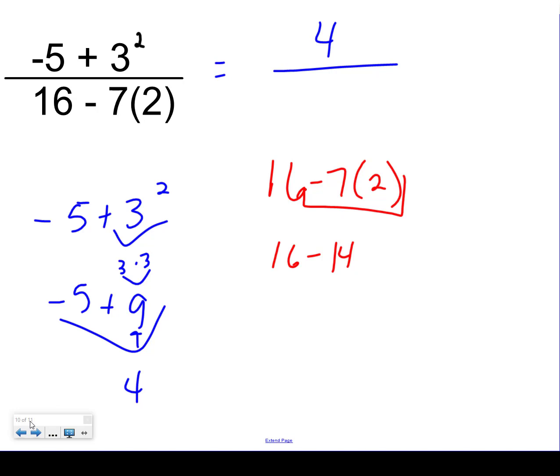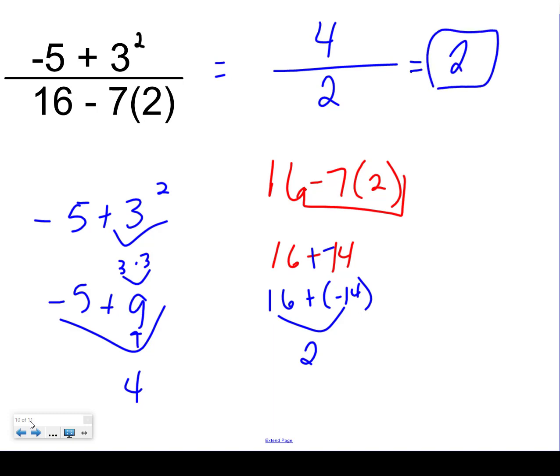Going to change this to addition, change the sign of the guy that follows, and I have 16 plus a negative 14. I subtract and take the sign of the bigger number, and so this becomes a positive 2. And then this problem, this fraction here, is 4 divided by 2, which is a final answer of 2. One more.